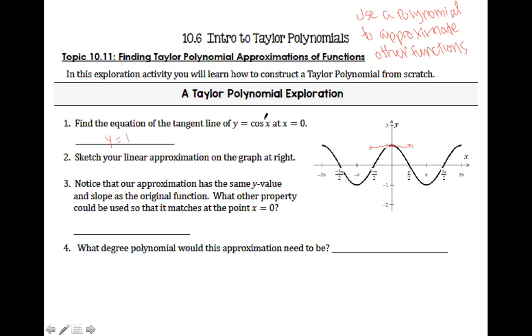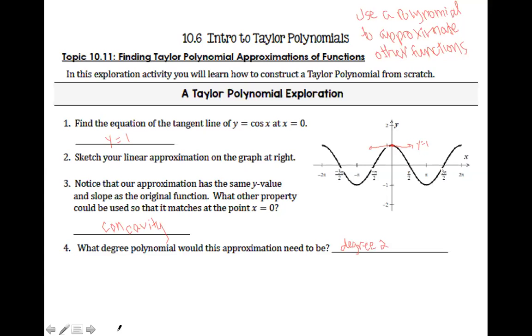You could go ahead and find the derivative, evaluate it at the point (0, 1), etc. This is the equation you'd come up with. All right, so this is y equals 1. And then it says, notice our approximation has the same y value and the same slope as the original function. What other property could be used so that it matches that point? Well, the other thing we could look at at this point is the second derivative. We could talk about some concavity in here. And it says, what degree polynomial would this approximation be? If we were talking about the concavity, that would be degree 2, because it would be the second derivative.